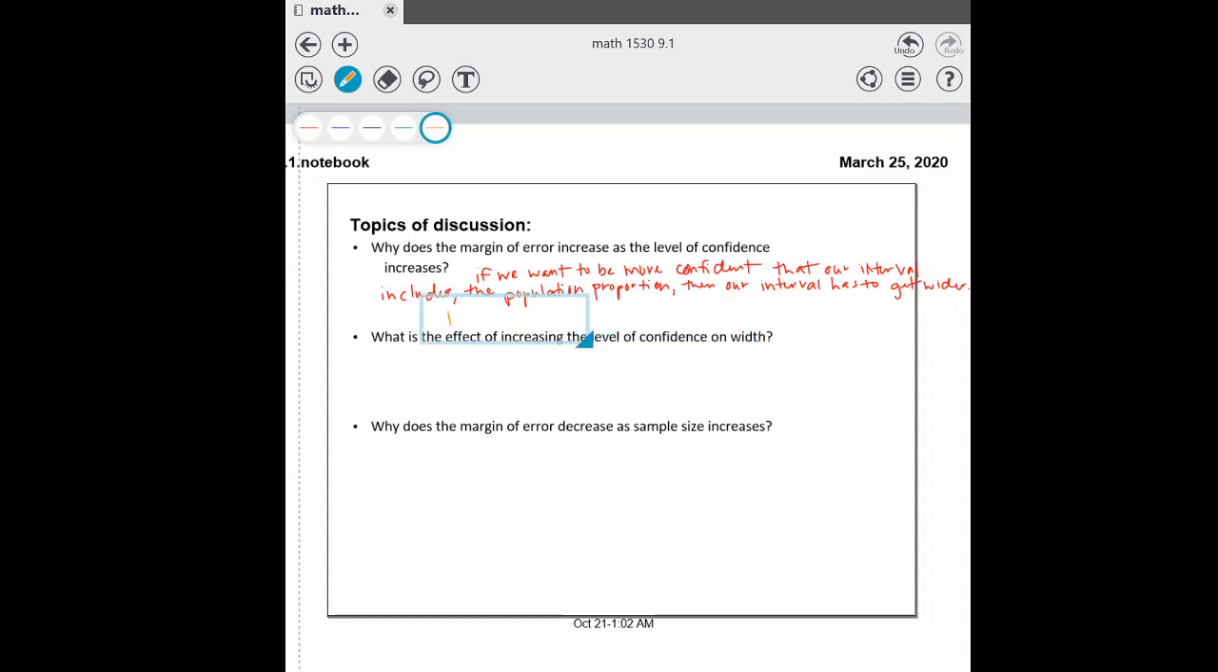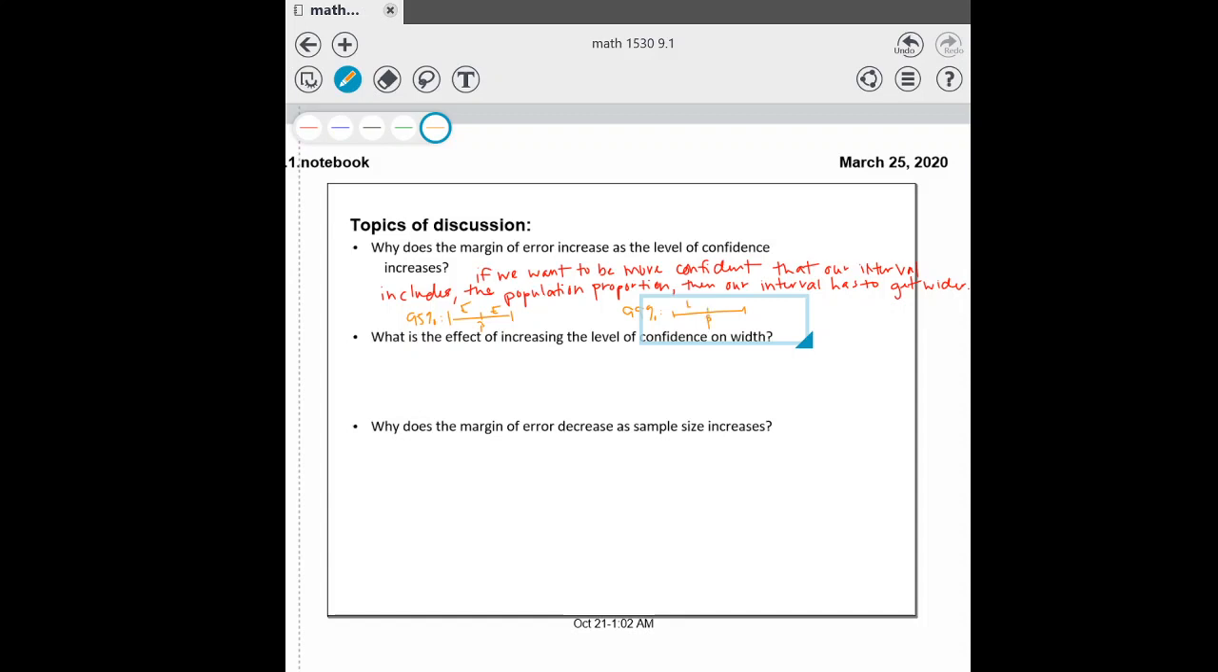If I had an interval, say this was 95% confidence. Remember, this is E on this side, and this is E on that side. So let's say that this was 95% confident. Now, if I wanted to be 99% confident, if I wanted to increase my confidence, my interval has to get wider to include more options so that I can be more certain that it actually does have the population proportion in it.